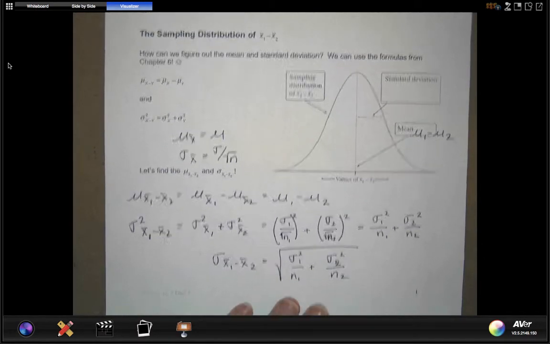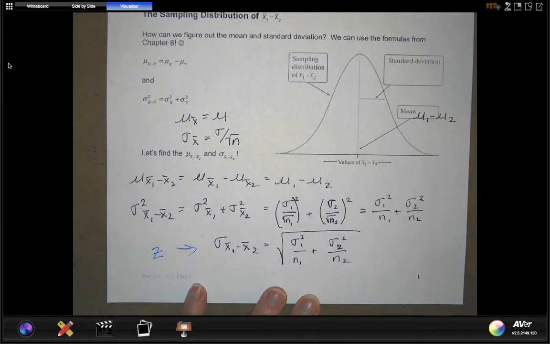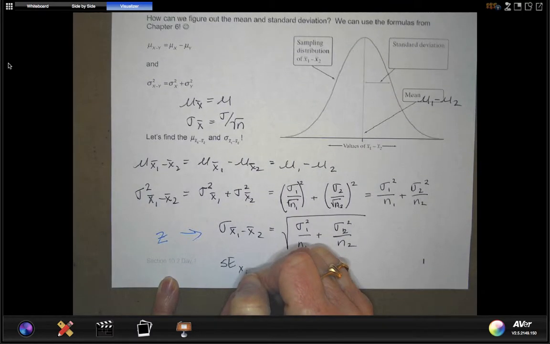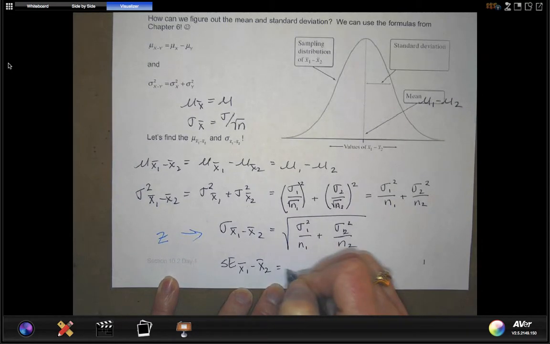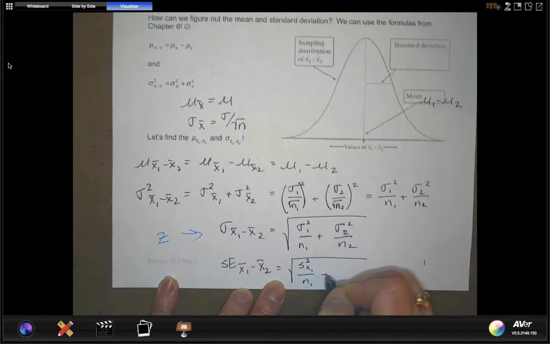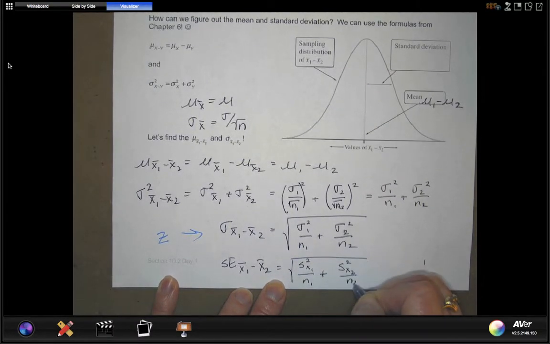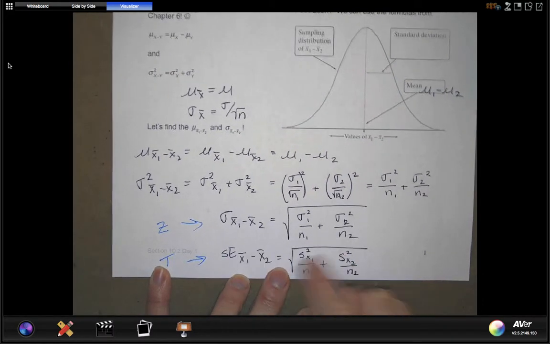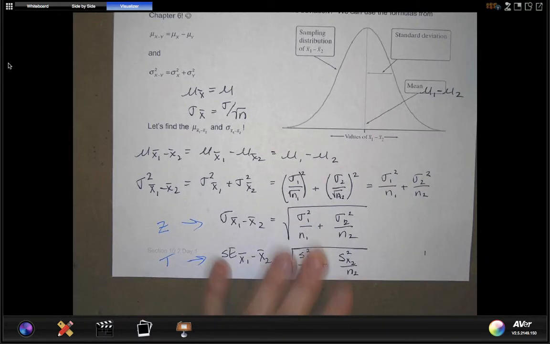Now, if I happen to be in a scenario in which I did know the population standard deviations, I could use this formula, and I'd use the z distribution. Most likely, I'm going to be in a situation in which I'd have to use the standard error. So I'll have to plug my sample standard deviations into this formula. When I'm in that scenario, that's when I'm using the t. That's the standard error because I'm plugging the statistic instead of the parameter into the equation. Okay?